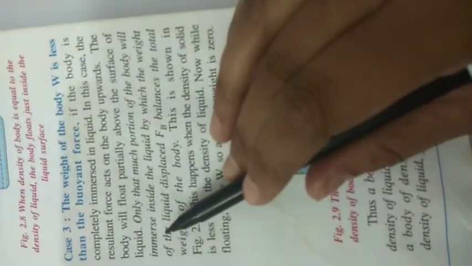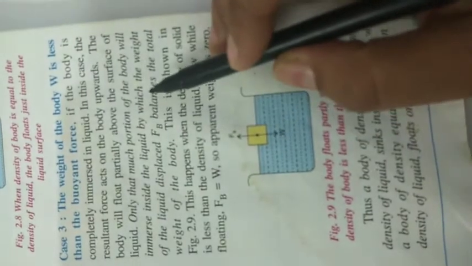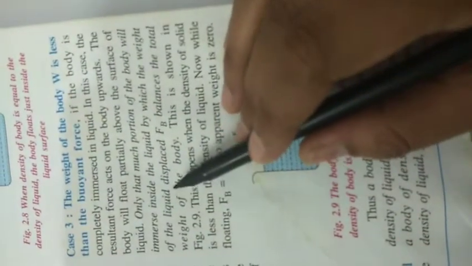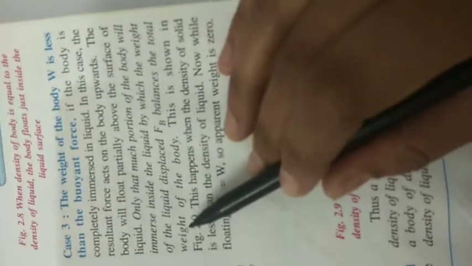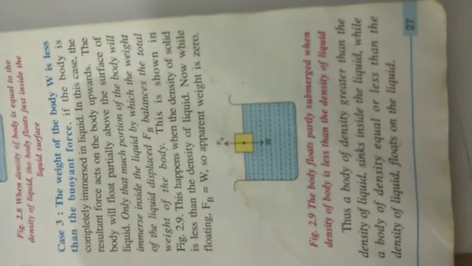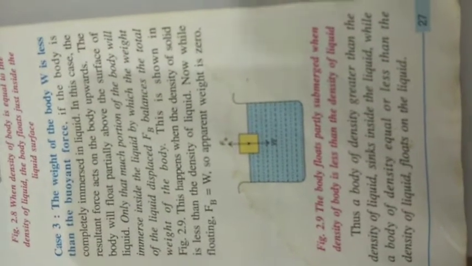That much portion of the body will submerge inside the liquid, by which the weight of the liquid displaced FB balances the total weight of the body. This is shown in the figure. This happens when the density of the solid is less than the density of the liquid.